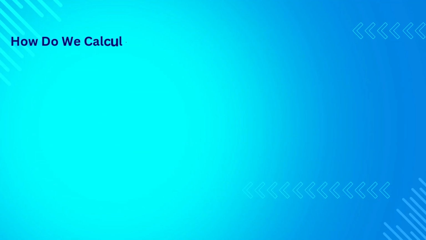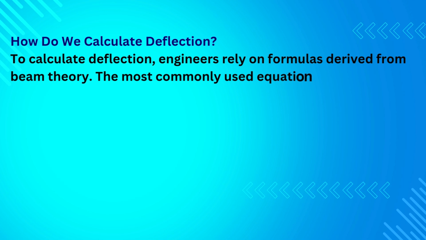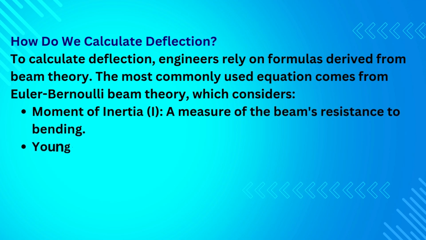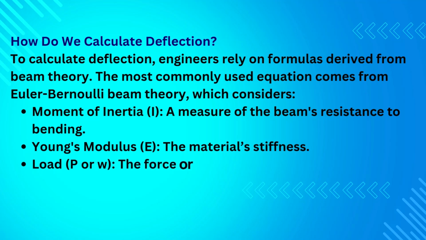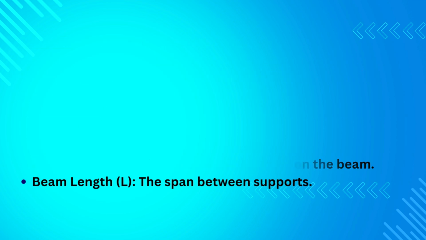How do we calculate deflection? To calculate deflection, engineers rely on formulas derived from beam theory. The most commonly used equation comes from Euler-Bernoulli beam theory, which considers moment of inertia, I, a measure of the beam's resistance to bending; Young's modulus, E, the material's stiffness; load, P or W, the force or pressure acting on the beam; beam length, L, the span between supports.